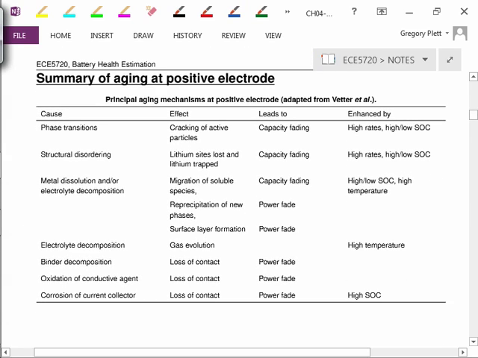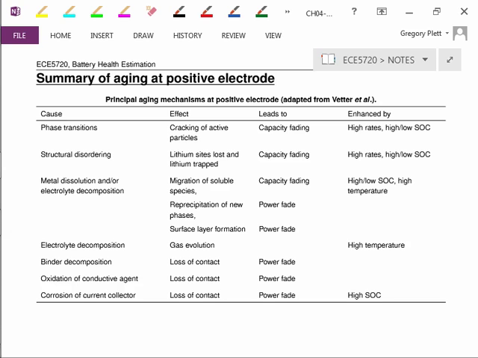Again, I present a table. This is adapted from the paper by Vetter that talks about aging in the positive electrode. And I think we've talked about most or all of these, and I will leave you to read this summary table. So overall, I hope this has at least been somewhat helpful in dispelling the mystery of why cells age. Lots of different reasons. There's not just one reason why cells age, and so more than one of them is happening at a time.